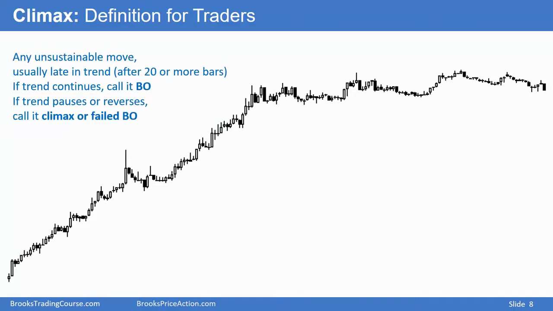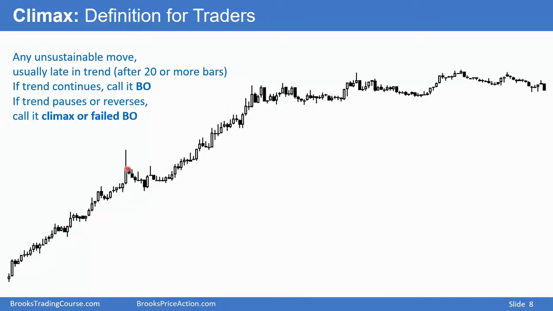Any unsustainable move late in a trend is a climax. Once the trend lasts 20 or more bars, if anything is unsustainable, for example, a very tight channel, a microchannel, it's probably climactic. However, even though this is climactic, it can last a long, long time.